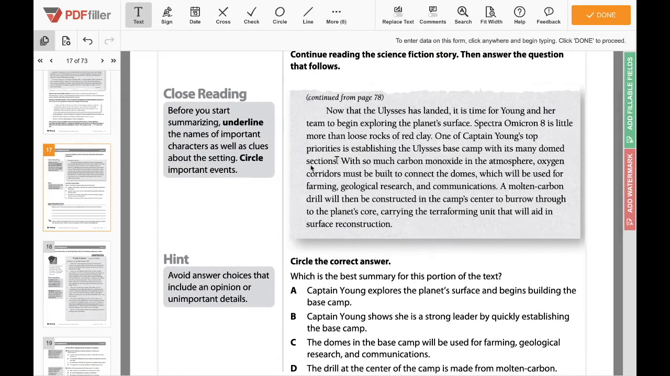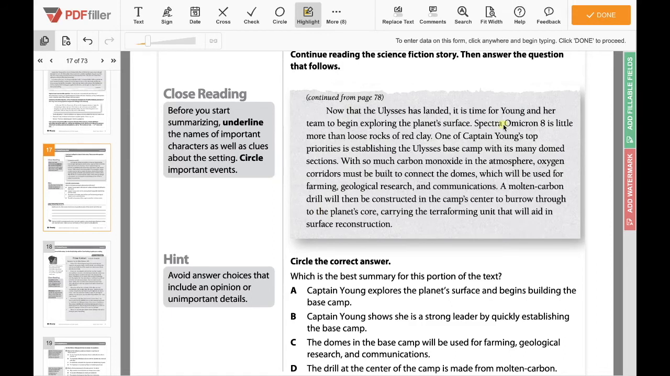So this says, before you start summarizing, underline the names of important characters as well as clues about the setting. Circle important events. I'm just going to highlight all of it because it makes it easier for me. Now that Ulysses has landed, it's time for Young and her team to begin exploring the planet's surface. Spectra Omicron 8 is little more than loose rocks of red clay. One of Captain Young's top priorities is establishing the Ulysses base camp with its many dome sections. With so much carbon monoxide in the atmosphere, oxygen corridors must be built to connect the domes, which will be used for farming, geological research, and communications. A molten carbon drill will be constructed in the camp center to burrow through to the planet's core, carrying the terraforming unit that will aid in surface reconstruction.